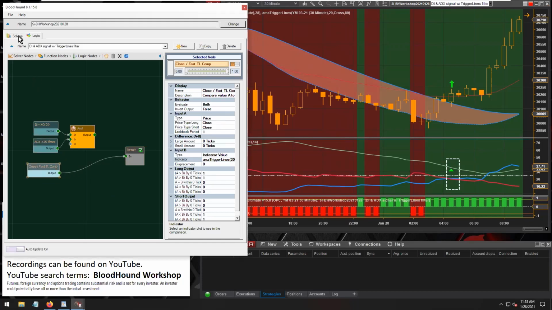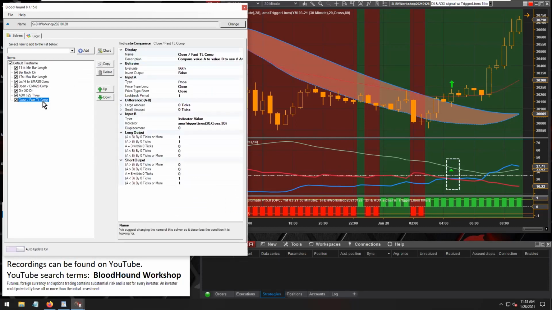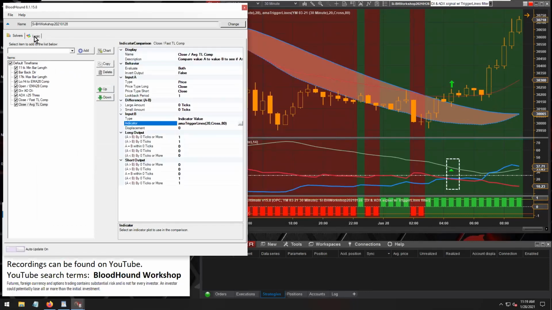And so now I'm going to take a little shortcut, go to the Solvers tab, and I can make a copy of this comparison solver. So let's make a copy of it. And we're just going to make a subtle adjustment here so that it's looking at the slow. Actually, I guess I should probably call this the average to match the indicator, right? The average trigger line. And so now we just need to go into the trigger line indicator and select the average right there. All right, so there we go.